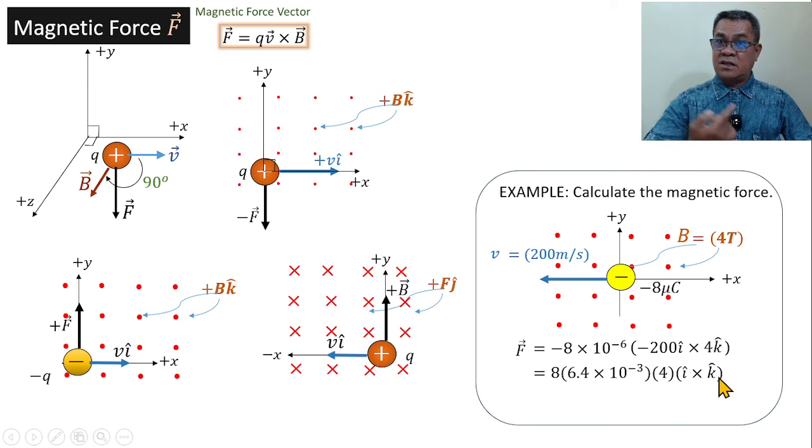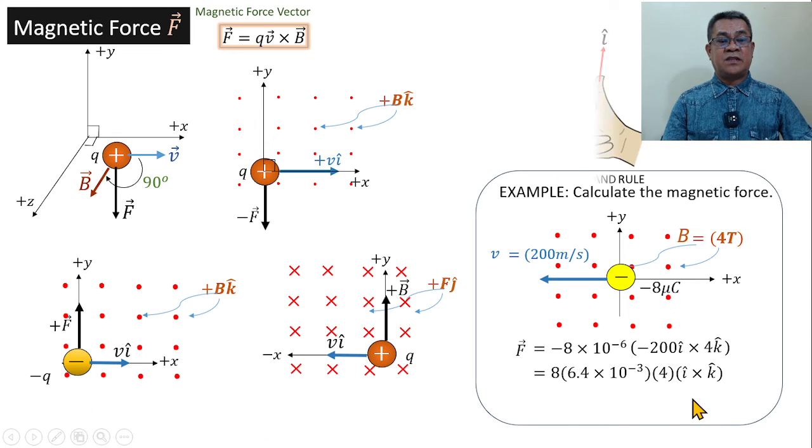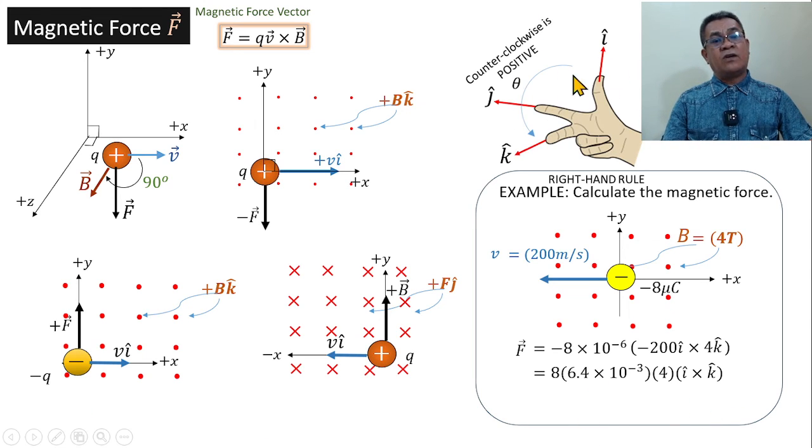So it's kind of clockwise. So therefore, it should be negative J hat. Again, recall your right hand rule: you are rotating from I towards K. So it should be negative J. This is similar to our previous example.